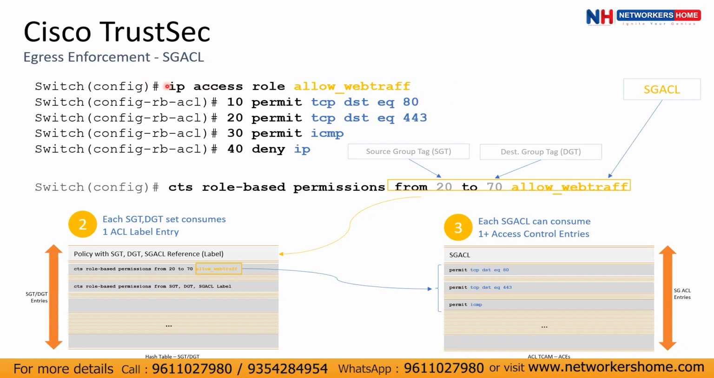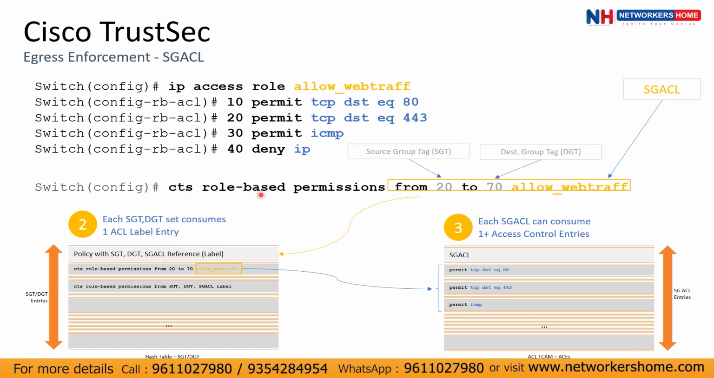So here you can see the normal IP access list has created: permit IP TCP destination 80, that means your HTTP and HTTPS, and permit ping. So only 3 protocols are allowed, and everything else gets denied. Now, how to use that particular access list?